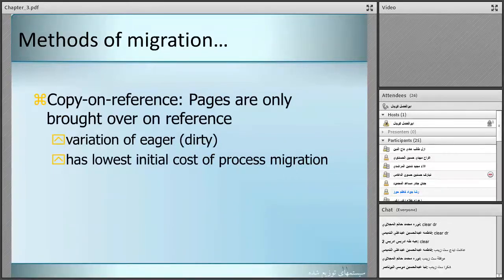Copy on reference is the name of other method of migration. Copy on reference. In this method, everything is on demand. It's clear, everything is on demand in this method. That is, we do not transfer any data to the destination. We only create a process on the destination machine, and we do not transfer the data of the process from source to the destination. Everything is on demand. If the process on the destination needs to access the data, it can send a request to source machine. Clear?